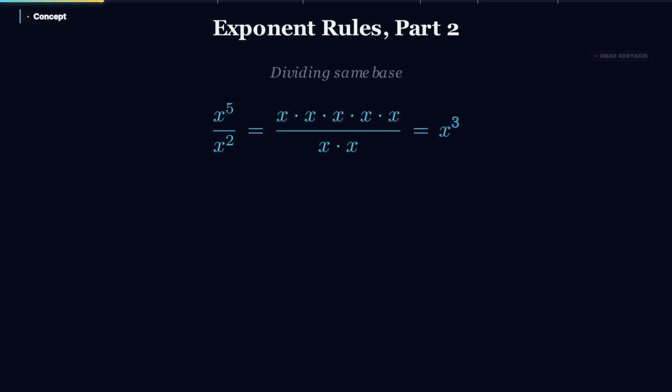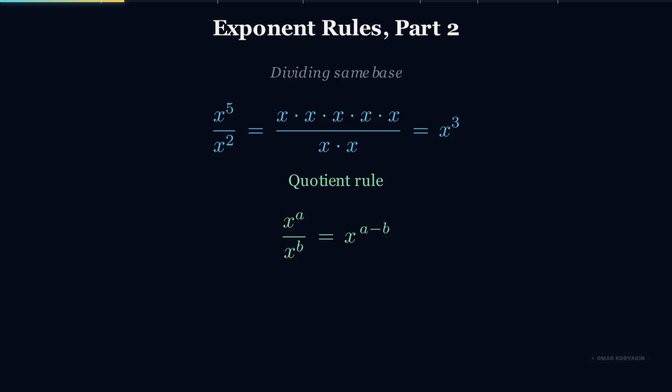Look at the expression x to the 5th divided by x squared. We expand the top into 5 factors of x, and the bottom into 2 factors of x. 2 of the x on the top cancel against the 2 x on the bottom, leaving exactly 3 x left over on top, which is x cubed. The general rule is that whatever exponent appears on the bottom subtracts from whatever exponent appears on the top, and the result is a single power of the same base.